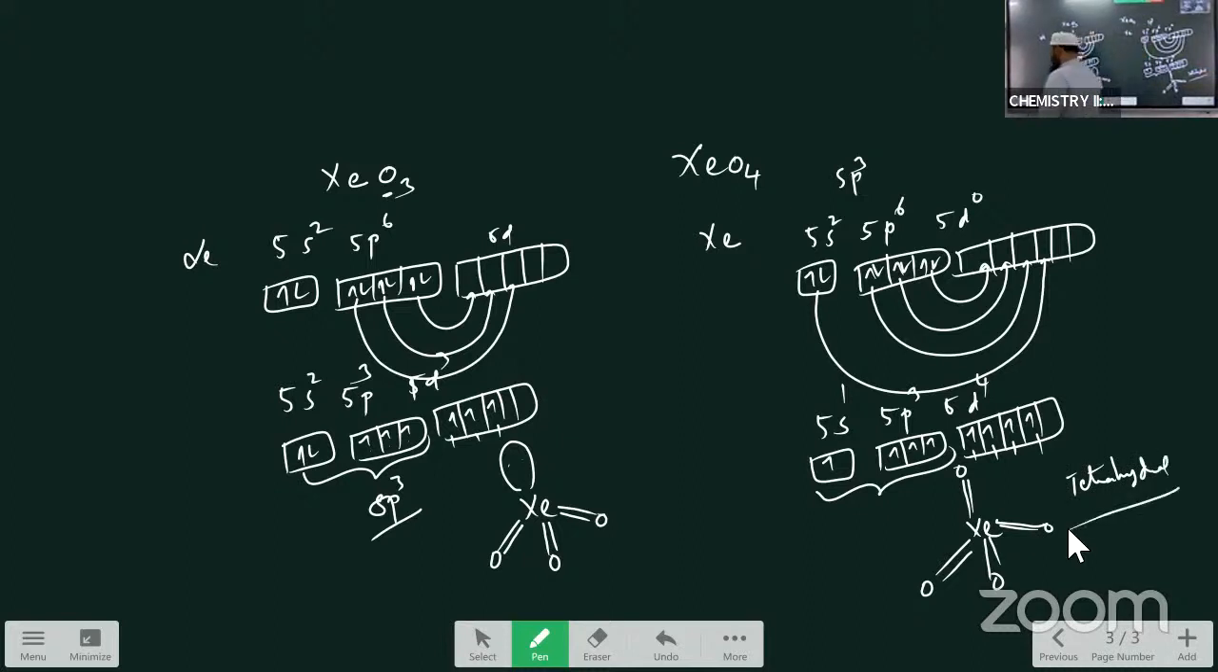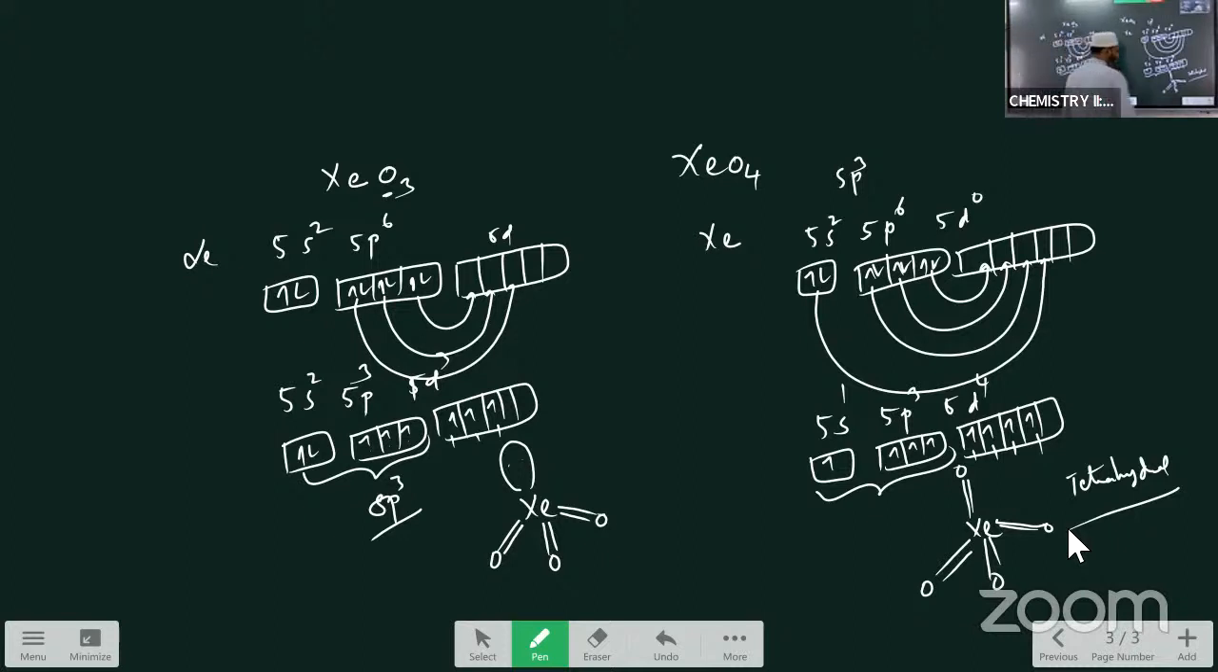This is about the xenon compounds. Xenon forms two types of oxides, XeO3 and XeO4. XeO3 is having pyramidal shape in which xenon is present in sp3 hybridization. XeO4 is having tetrahedral shape in which the middle element xenon undergoes sp3 hybridization only. So these are the structures of XeO3 and XeO4.